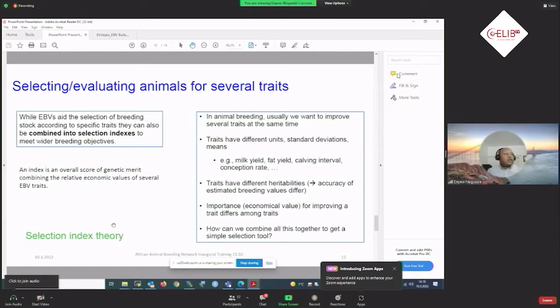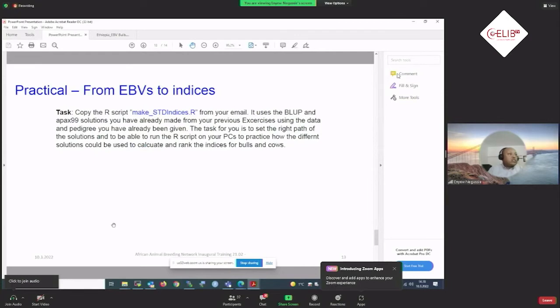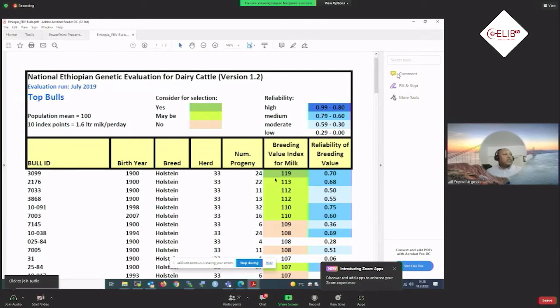I think you have already had your selection index theory course, and I will just show you how, in a single trait case, you can standardize your breeding values or GEBVs into a meaningful and useful form, as I have shown, like the Ethiopian dairy cattle routine evaluation, where you can see they have standardized them with a mean of 100, and those animals with more than 100 are the top ones and are ranked here. And as you can see, the reliability is also very high because they have a lot of information.